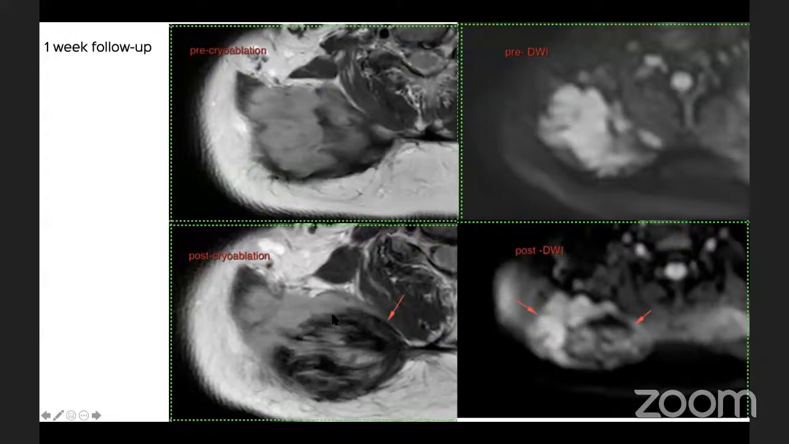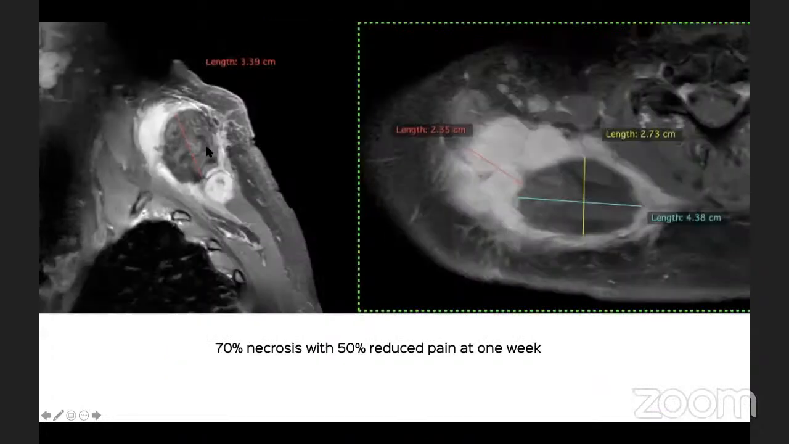Then the patient came back a week later. We called the patient for a follow-up. And you can see how this entire area has become dark. That's the diffusion, and at least 2/3 of it has been ablated. That's on the contrast, and about 2/3 has been ablated.